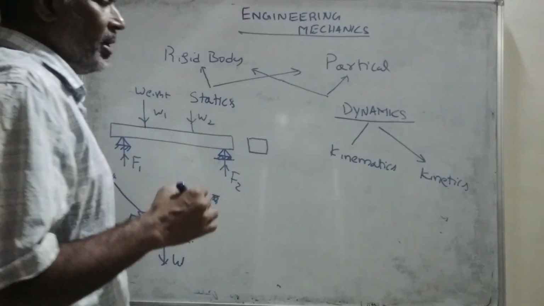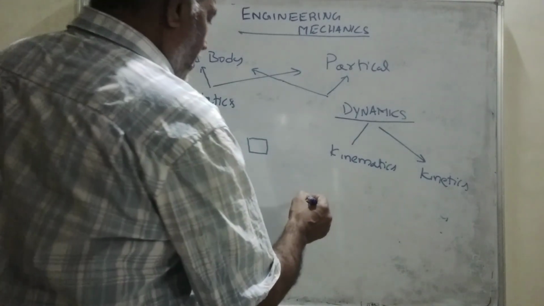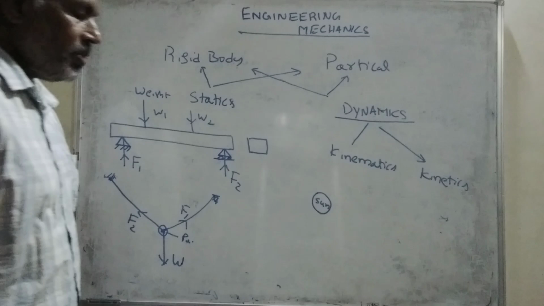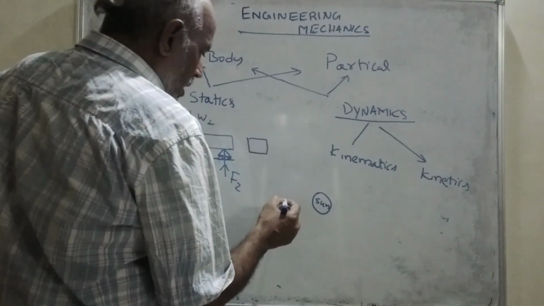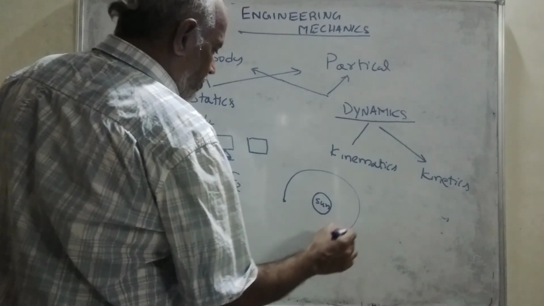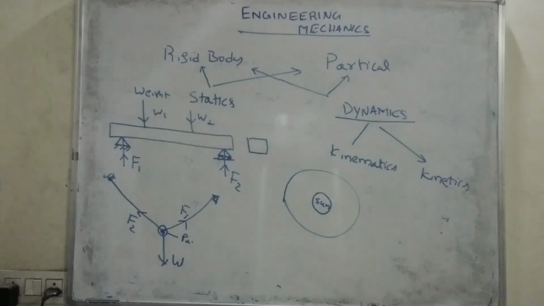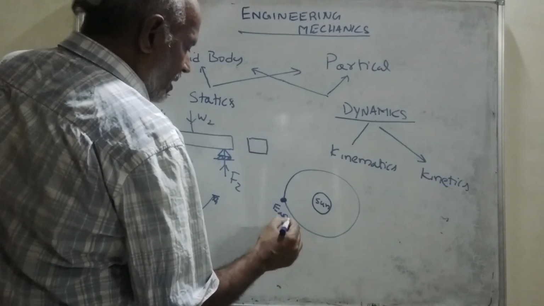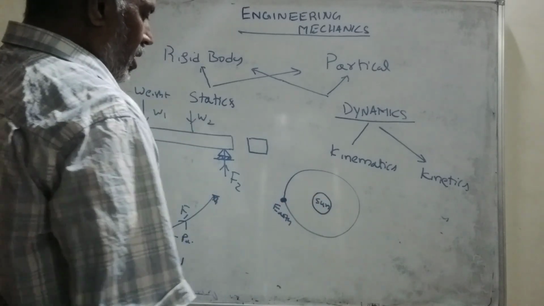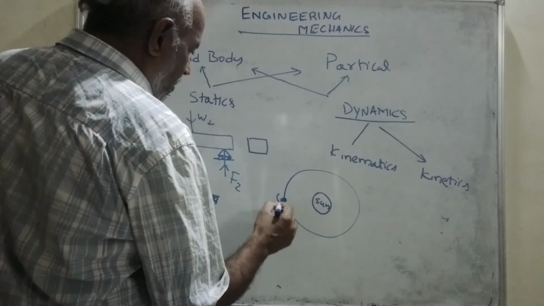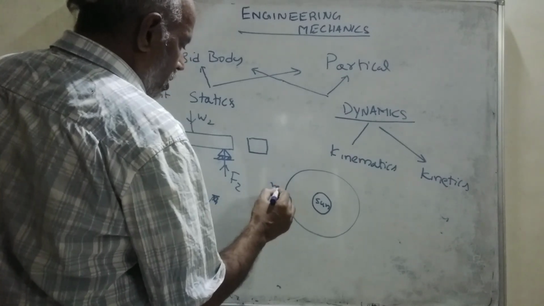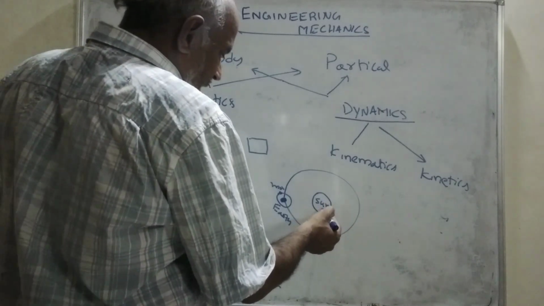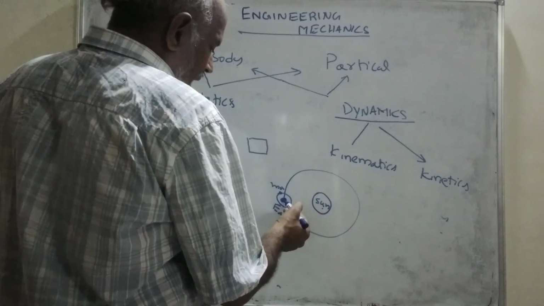Now, coming to dynamics, here we have the sun. Earth is revolving around the sun, and this Earth is a particle with respect to the sun. And around the Earth we have the moon. Moon is a particle. Now this is a huge body. With respect to the sun, Earth is considered as a particle. With respect to the Earth, moon is considered as a particle.